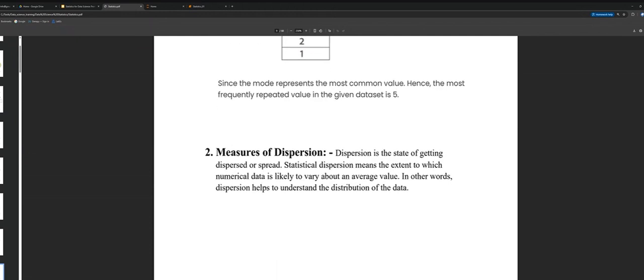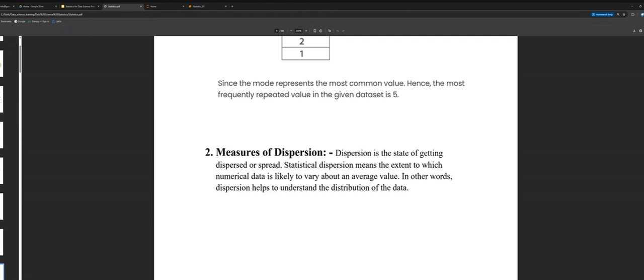Okay, now here, measure of dispersion. Like I said, dispersion is the state of getting dispersed or spread. How your data is spread. Always recall or remember your bell curve. When you put your data in a bell curve, you will see how your data is spread.